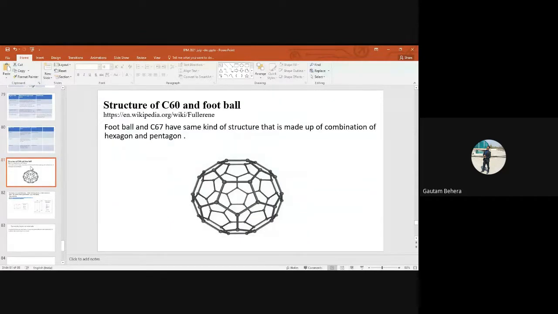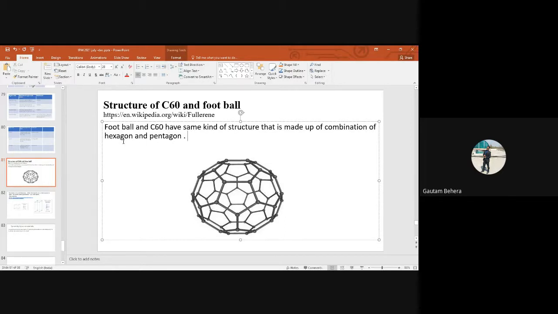Now the structure of carbon-60. The buckyballs, you have gone through that in chemistry or physics, I think. In chemistry, obviously. And the football structure, the football which we used to play. So football and carbon-60 have the same kind of structure. This is the structure of a football. This is the structure of your carbon-60. Both structures are the same. But what are they made up of? They are made up of a combination of hexagons and pentagons.